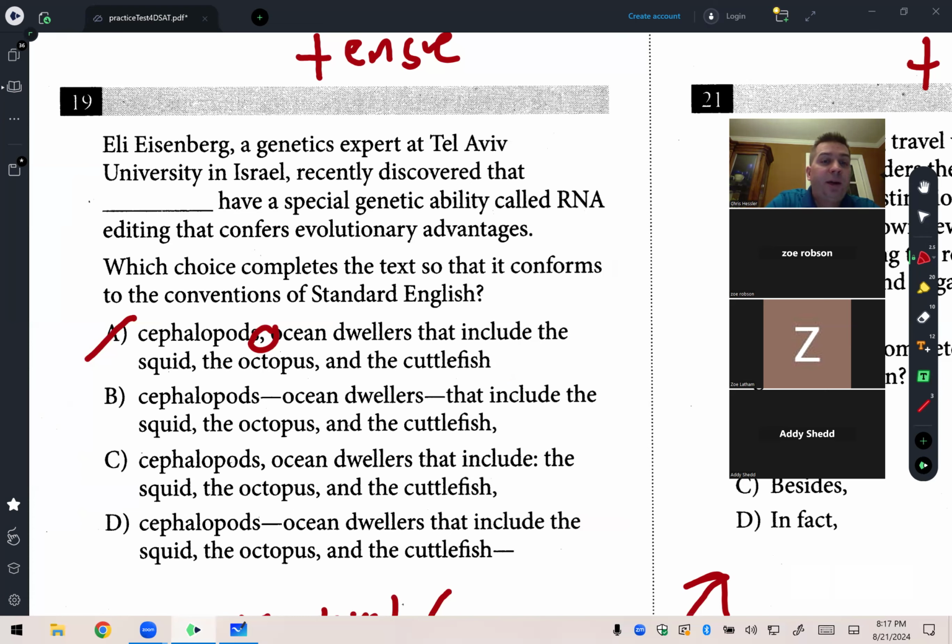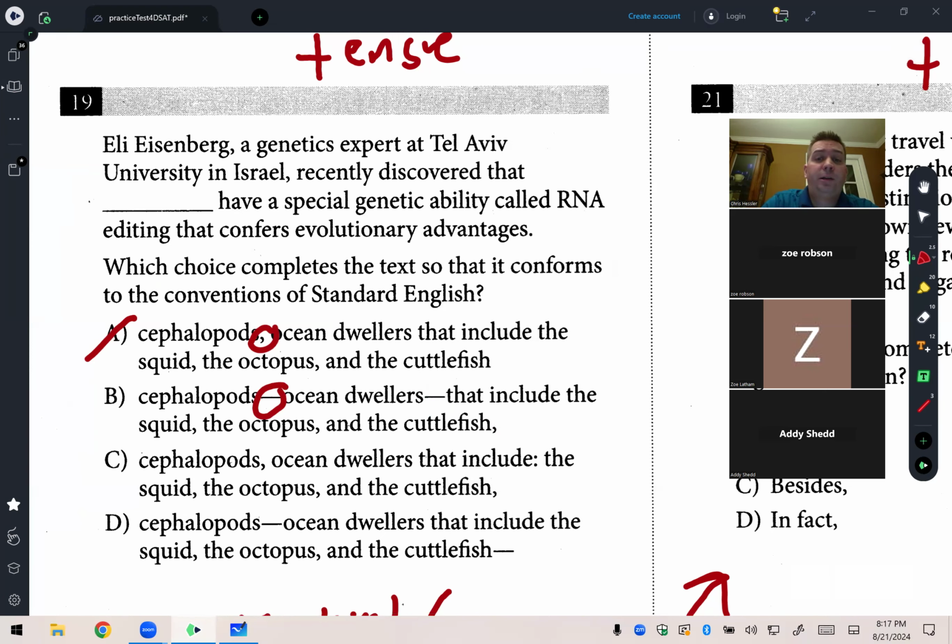Cephalopods. I open my em dash, and that's fine. We can put an em dash there. Ocean dwellers. I got another em dash. I don't think that belongs there. And then we can't close it with a comma. We opened this with the em dash. All right, so I already know it's not B.